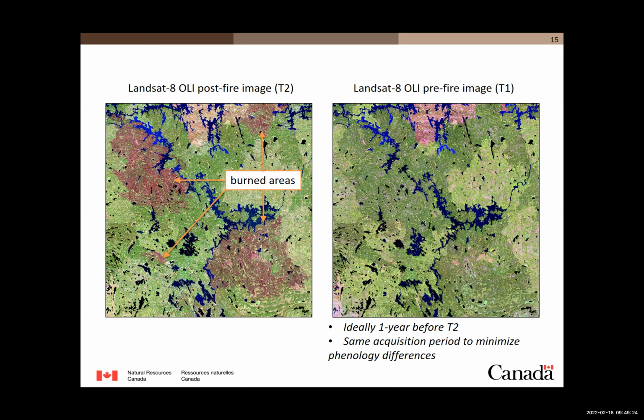Now, just some points to know about the pre-fire image. What ideally you want to do is acquire an image from 1 year prior to the burn. You can go back 2 or 3 years, but it's always better to be closer to that post-burn image. And you also want to be selecting that image around the same time period. That's just to reduce any differences in the imagery, in the spectral response, due to vegetation phenology, because we are going to be getting into some image differencing as we move along here.